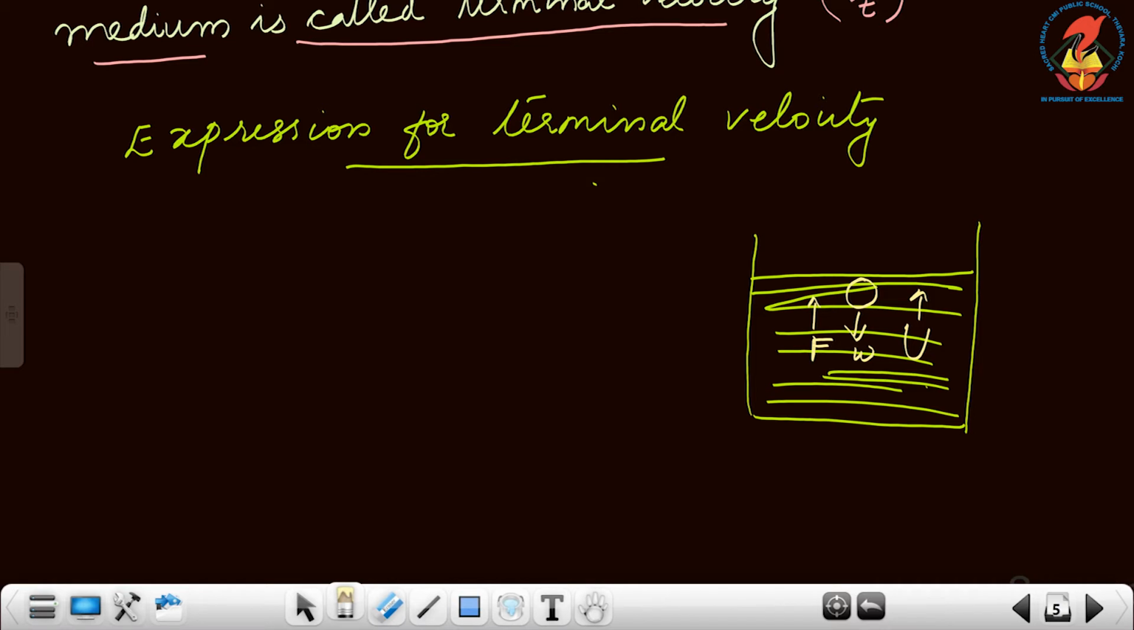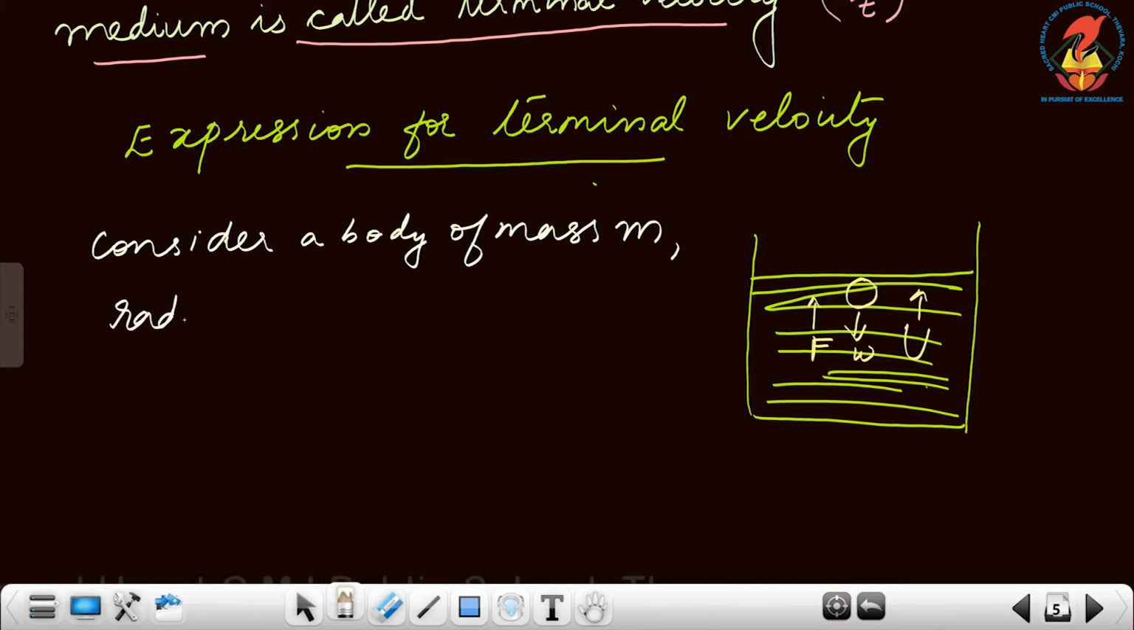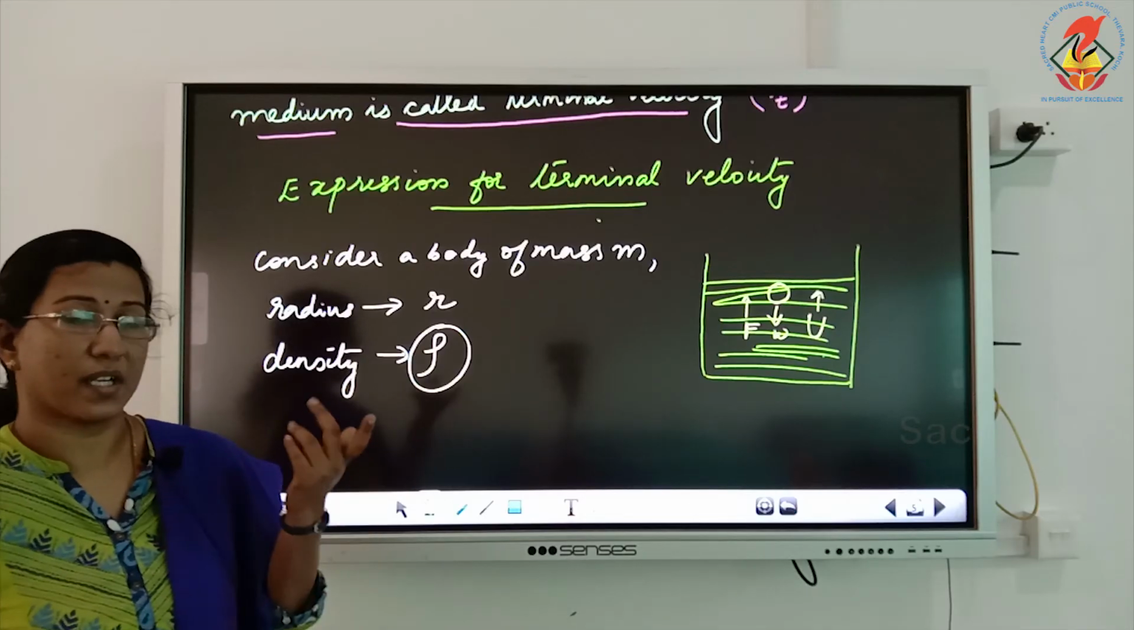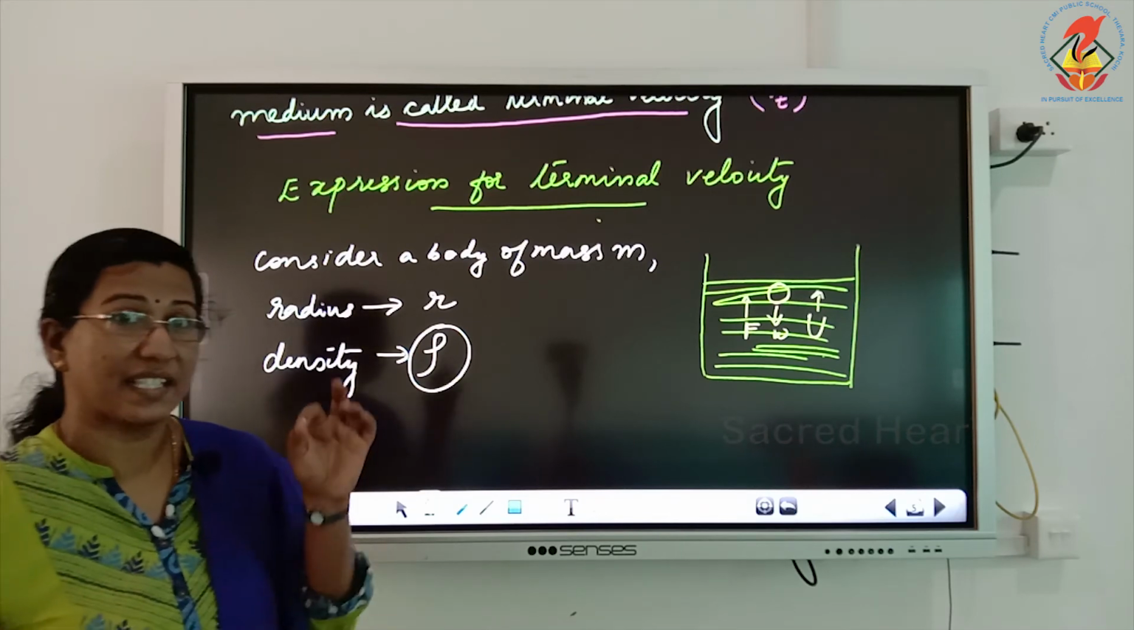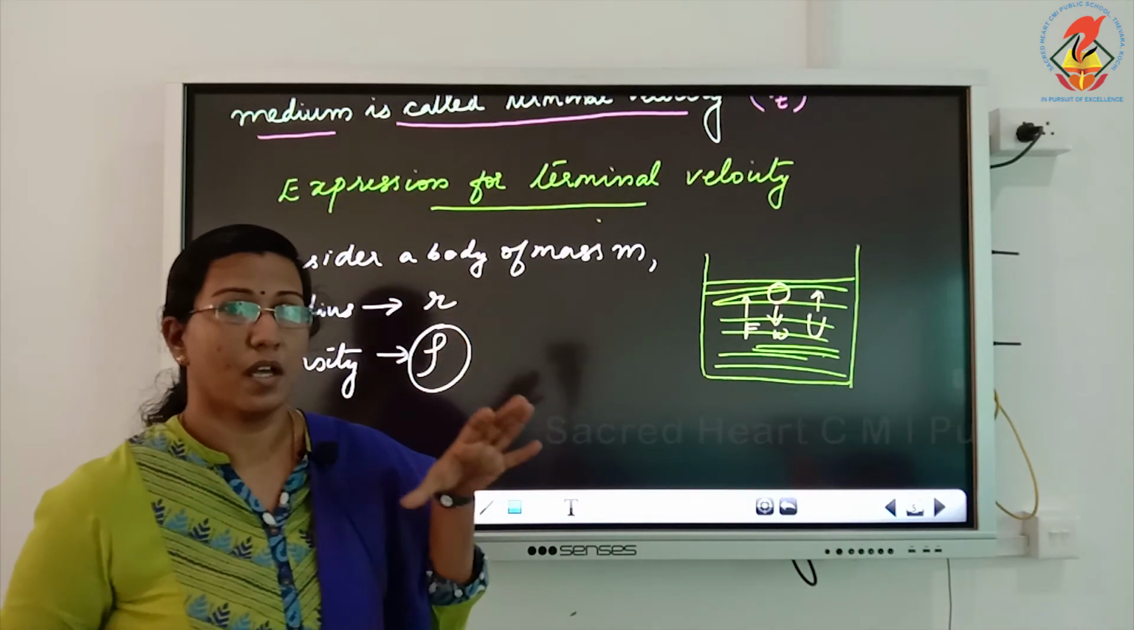So, velocity attained by the body after an interval of time. Okay, for this, consider a body of mass m, radius r, and density rho flowing through the liquid. Now usually we take rho as the density of fluids, but in this derivation, we are taking rho as the density of the spherical body falling through the viscous liquid.